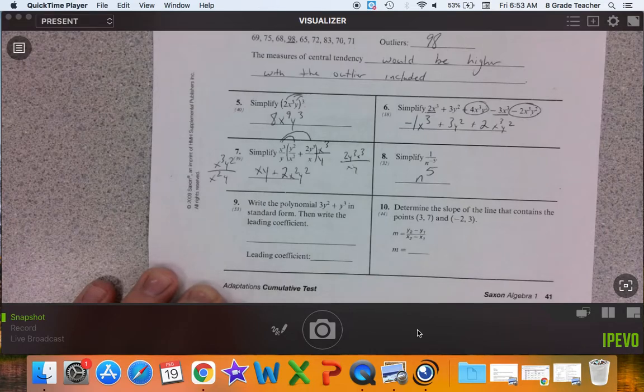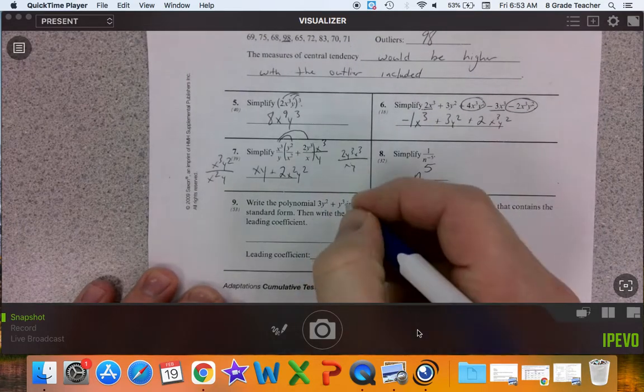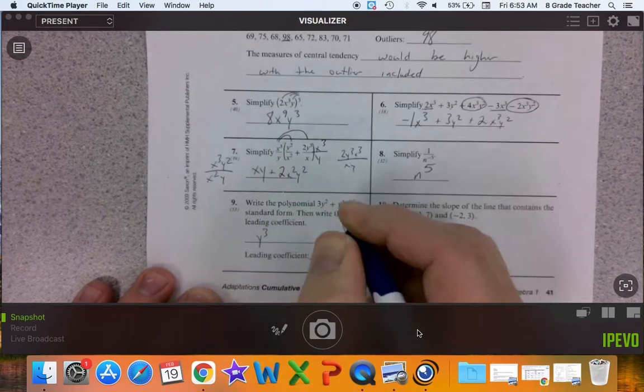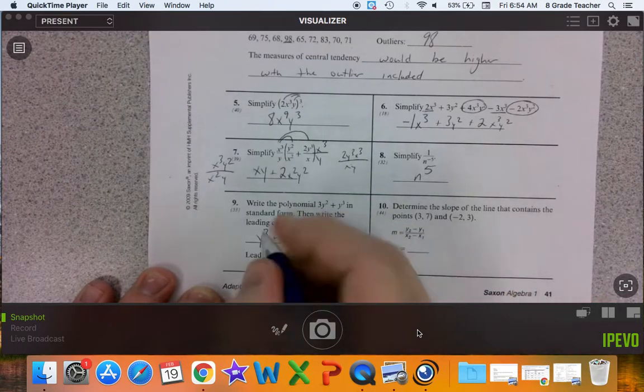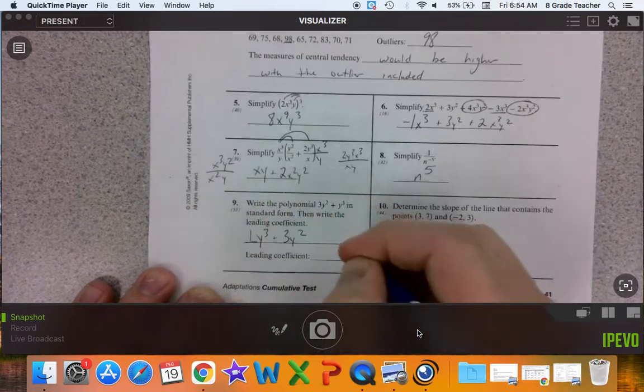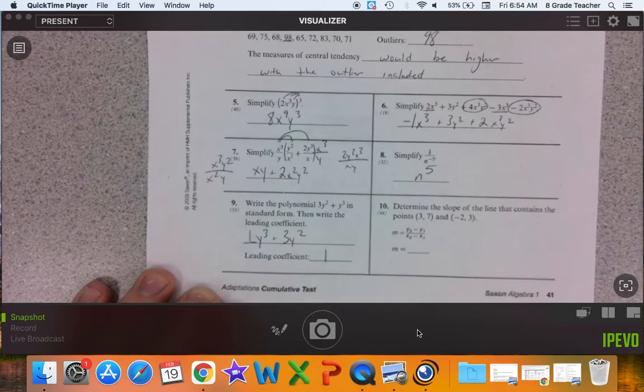Standard form says write the highest degree first. So here you've got y to the third, that's the third degree, and y to the second is the second degree. So you'd have plus 3y squared. The leading coefficient is the number that's in front of here. You can assume that that's a 1. That's what we would put there.